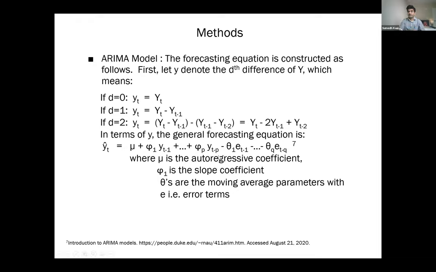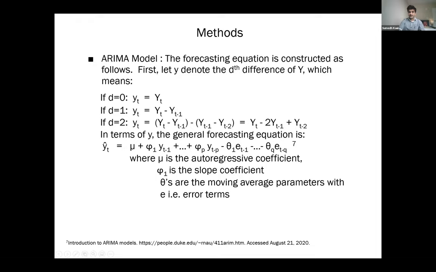The forecasting equation is constructed as follows. First, we let y denote the dth difference of Y, which means if d equals zero, y of t will be equal to capital Y of t. If d equals one, we subtract the previous term. At d equals two, it is the first difference of the first difference. So we take the discrete analog of the second derivative, that is, the local acceleration of the series rather than its local trend.